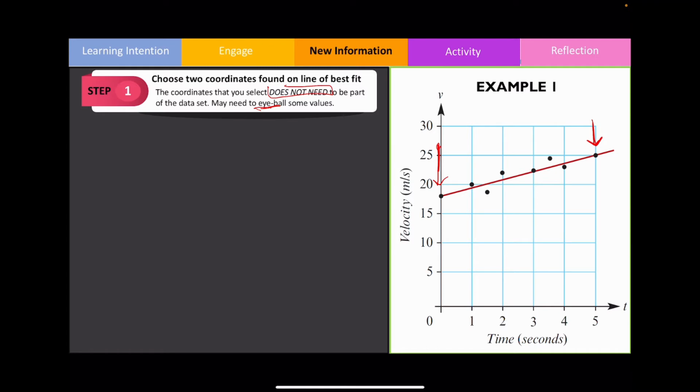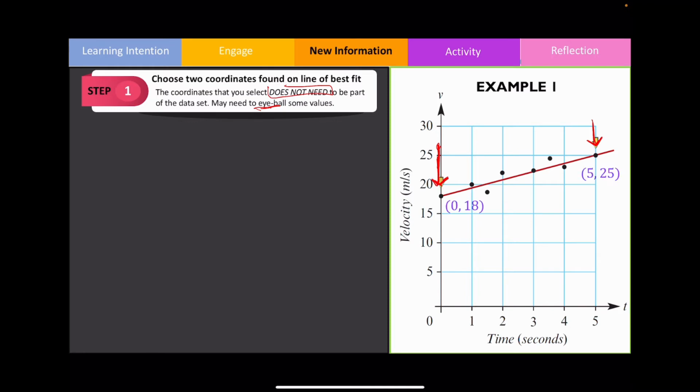However, if you look at this data set over here, notice that in this particular case, it is quite ambiguous. We don't know whether that data point corresponds to a Y value of 17.5, 18, or even 18.5, okay? And because of that, everyone's equation in the end is going to be slightly different. But that's okay as long as you've shown the correct working out.